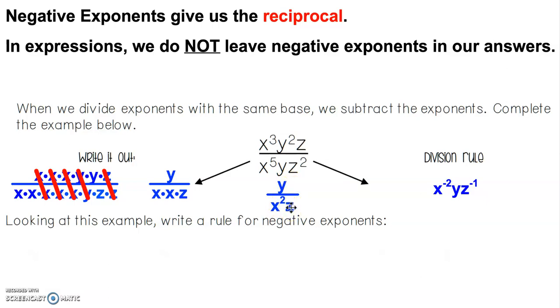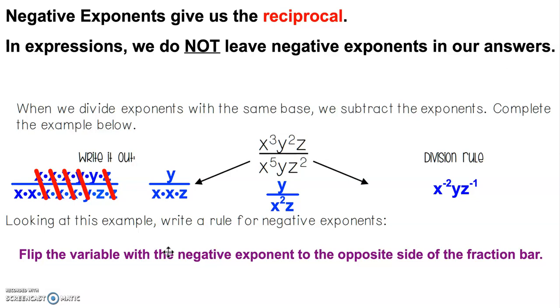So looking at this example, let's write a rule. What do we do with those negative exponents? We're going to flip the variable with the negative exponent to the opposite side of the fraction bar. Another important note to make here is that we make that exponent positive when we move it down. That's because we have those x's here, and x times x is x squared. So in the bottom, now that 2 is positive.